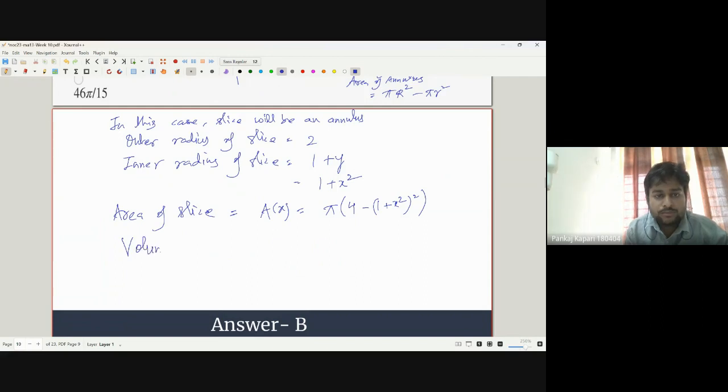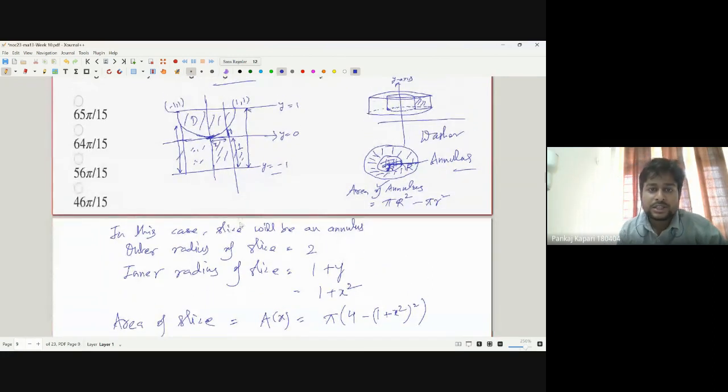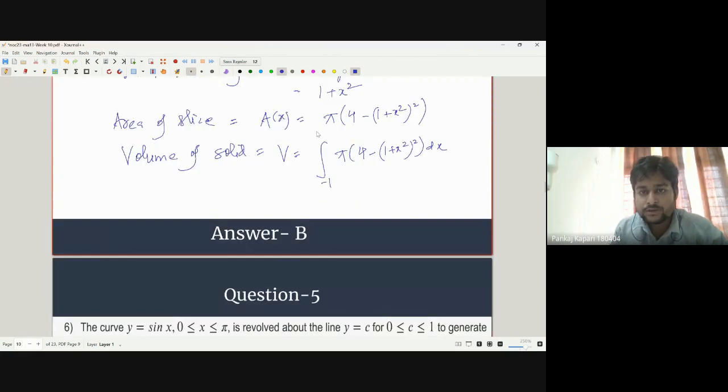And now the volume of the solid, let's call it V. The volume will be, you integrate everything with respect to x. Now you have to find the limits of the integration. You can see that your slices can vary over this distance, so this is x equal to -1, and here you have x equal to 1. So your limits are from -1 to 1.